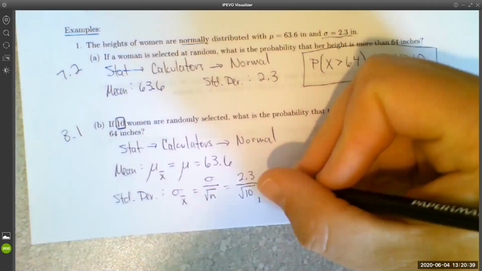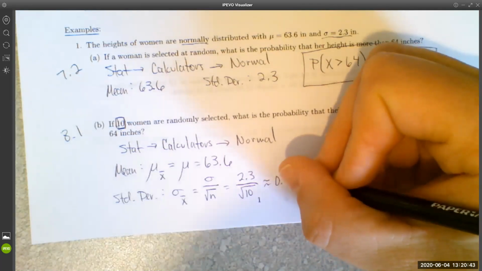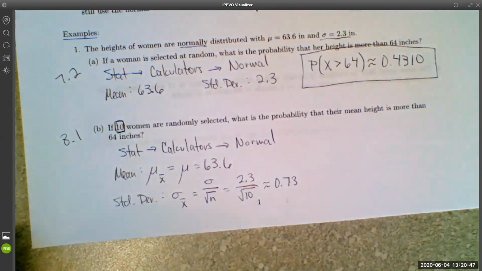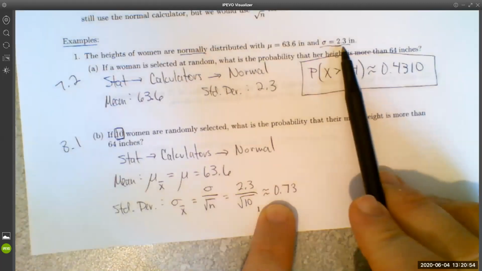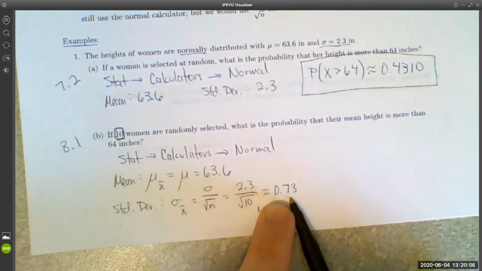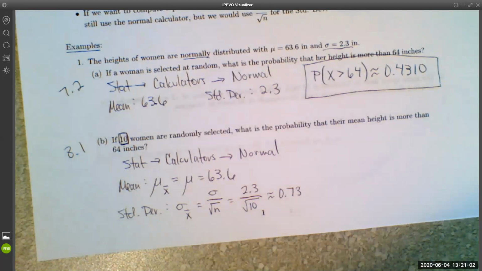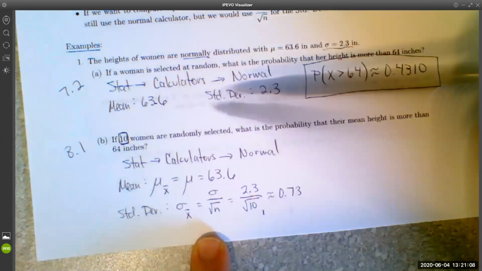So that's about 0.73, going 2 decimal places. I rounded to 2 decimal places here because this was rounded to 1 decimal place. So I'm just going 1 decimal place further than the parameters I was given, which is more or less standard practice in this particular textbook. But that's the only difference between these two problems.